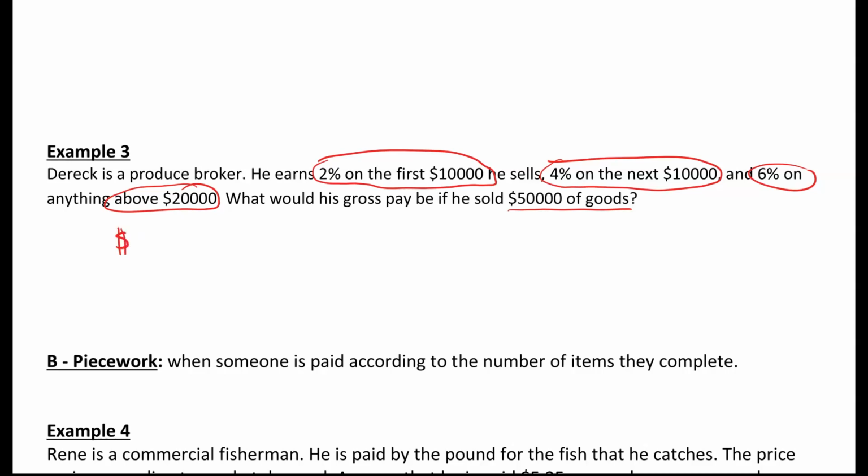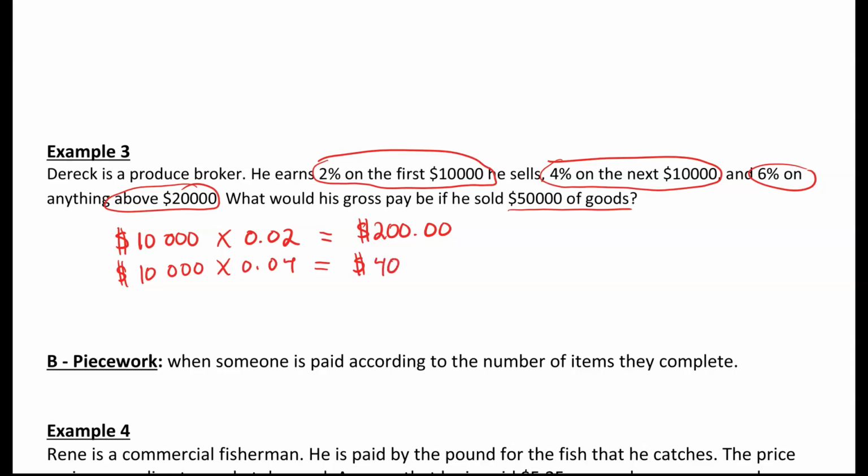So let's first calculate the 2% on the $10,000. So we have $10,000 multiplied by 0.02. Remember, we're taking that 2%, dividing it by 100 to get our decimal, which works out to be $200. Next, 10,000 that he sold was 4%. So we have 10,000 more multiplied by 0.04 for the 4%, and we get a total of $400.